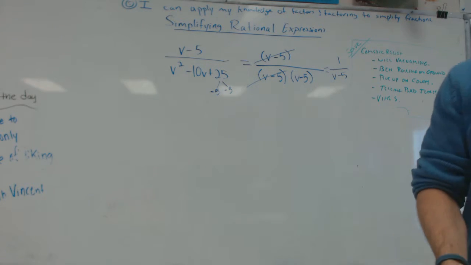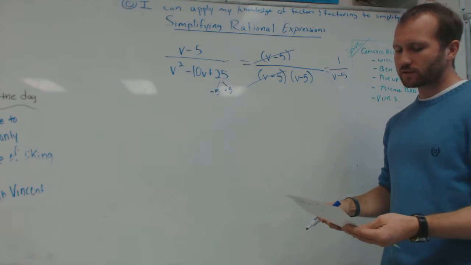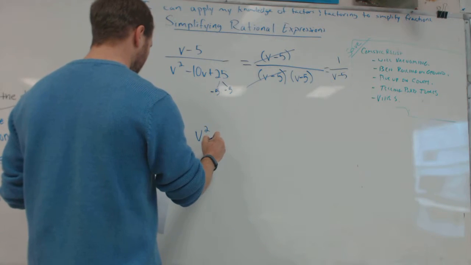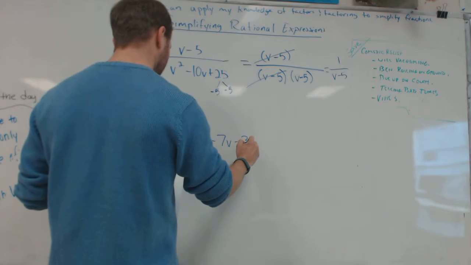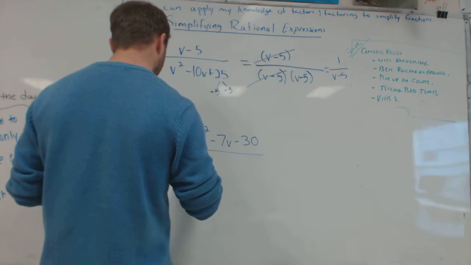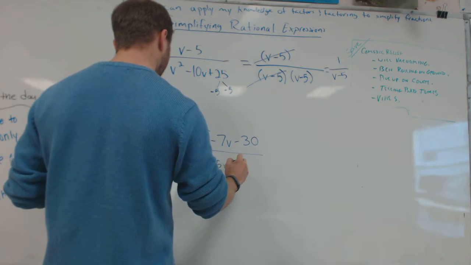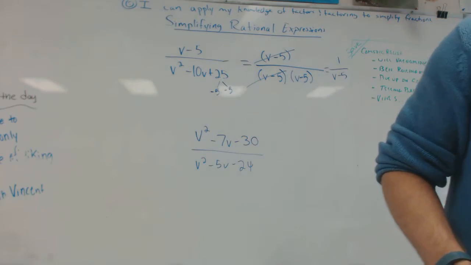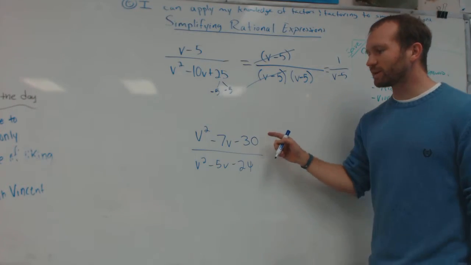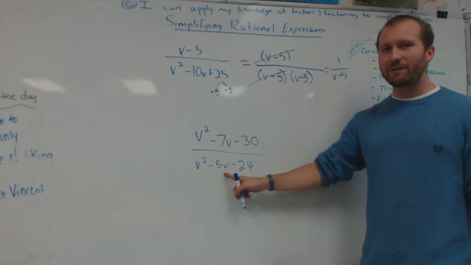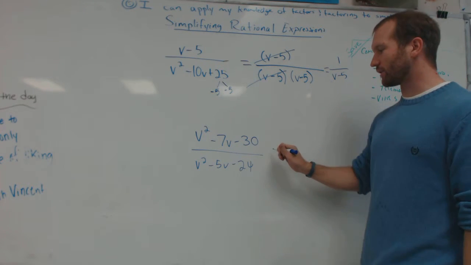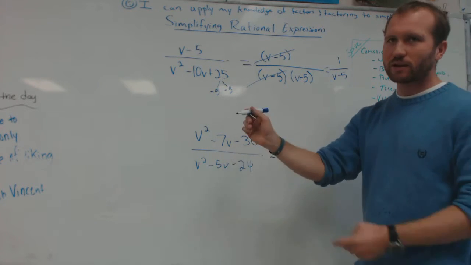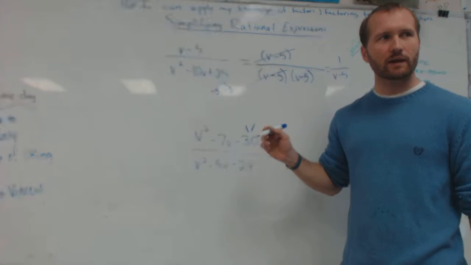All right. So that one we had to factor just the denominator. How about this one? V squared minus 7V minus 30 over V squared minus 5V minus 24. Ooh, this looks like fun, because not only do we get to factor the denominator, we also get to factor the numerator. So I need factors of negative 30 that add up to negative 7. Who can think of them?